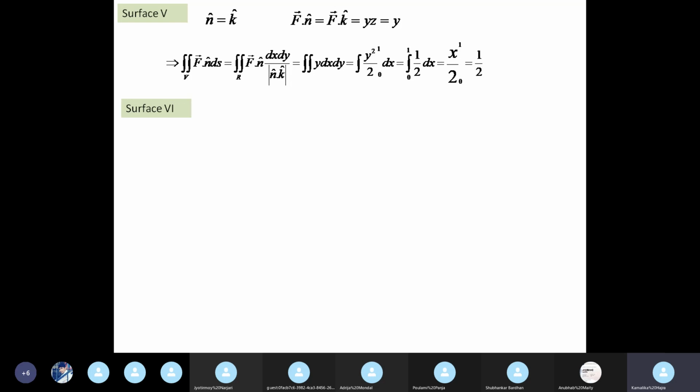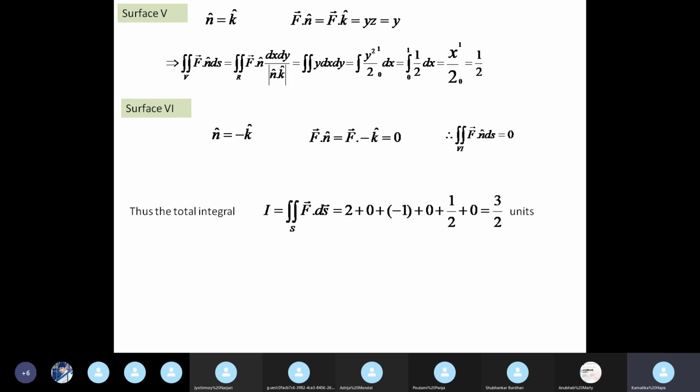And finally, for surface 6, I hope by intuition you can understand what the value will be by now. n cap is minus k cap. So f dot n cap is f dot minus k cap, which is equal to 0. So surface integration is 0. So now what is our job? Our job is to add up all these integrals. So the total integral is the sum of all the values that we got for the 6 surfaces, 2 plus 0 plus minus 1 plus 0 plus half plus 0, and the result is 3 by 2 units.